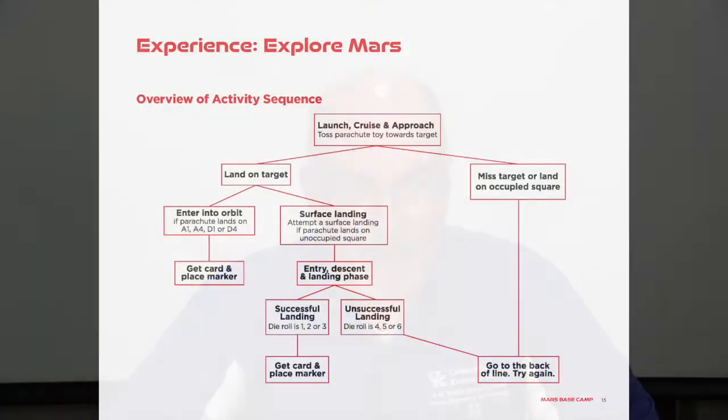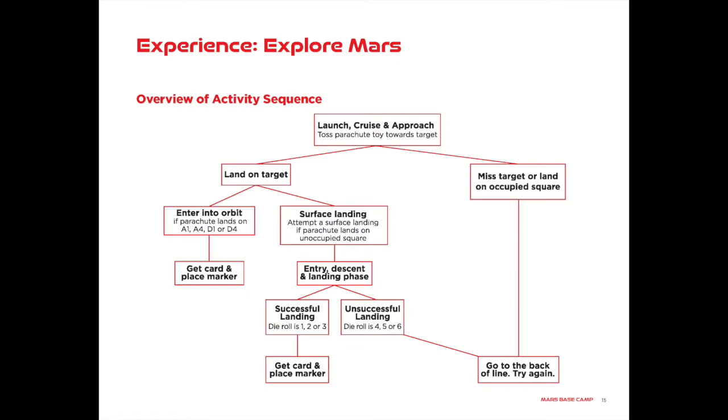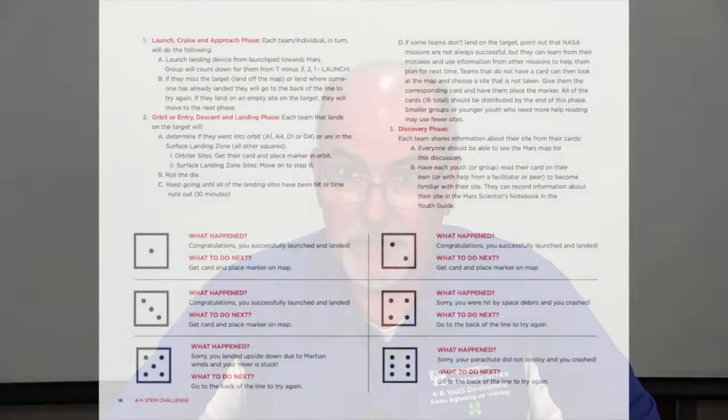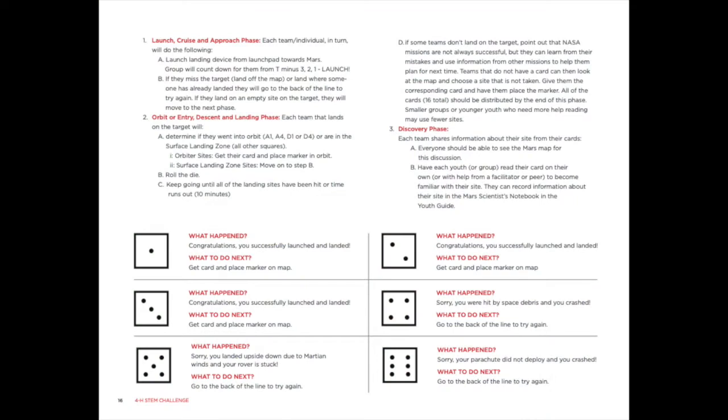So in that safe landing, after they get on the grid square, before they get a landing card, they are going to roll a die, and depending on what number comes up is depending on if they had a safe landing or not. In your facilitator guide on page 16, it gives you the number choices for the different landing scenarios that they could have.